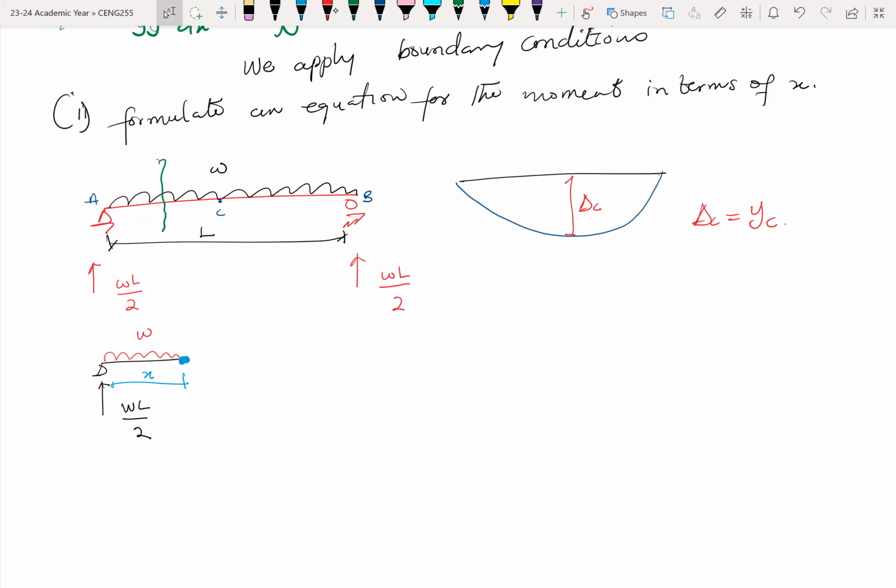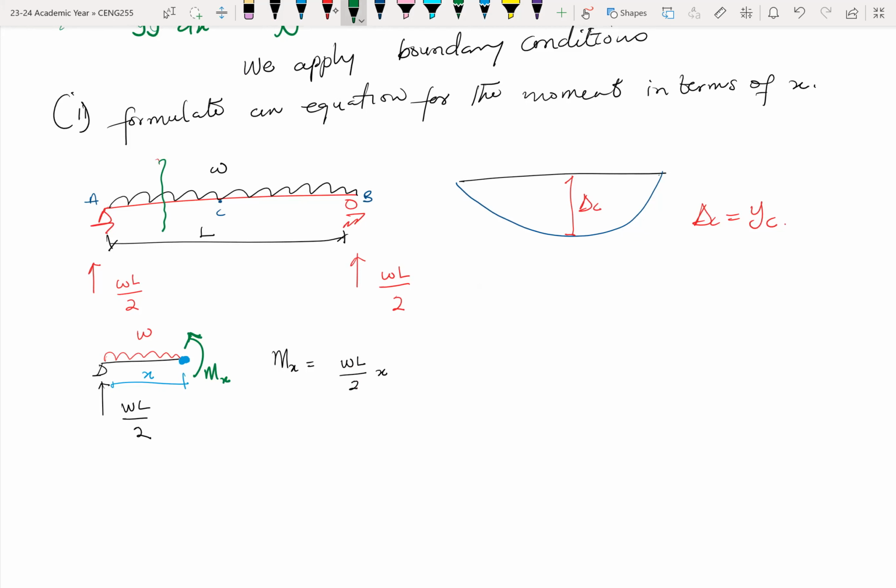So that moment at X will be equal to WL over 2. It's force times distance. The distance is X, and this is causing clockwise rotation. Basically, I want to find this moment, which I don't know. Find the moment here, Mx.